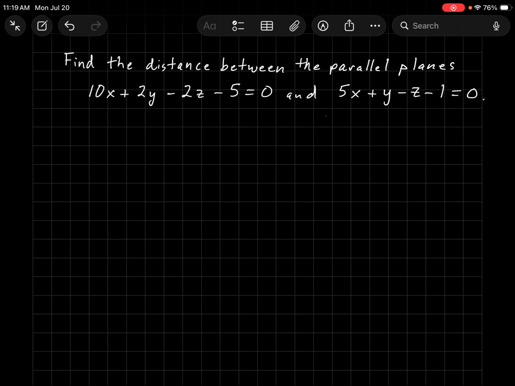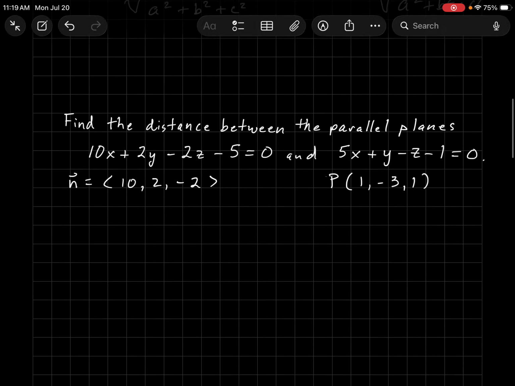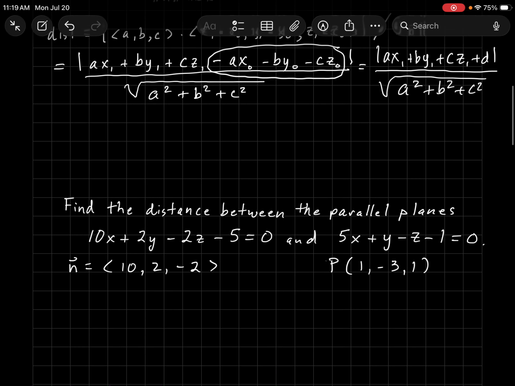So I'm going to pick a point out of the second plane, and I'm just going to guess and check it. It looks like we have the point 1, negative 3, 1 is in this second plane. And then my normal vector to really either of the planes, is 10, 2, negative 2, which I could simplify, but I'm not going to here. And now let's look back up here. We can simply plug in here to get the distance that we want.